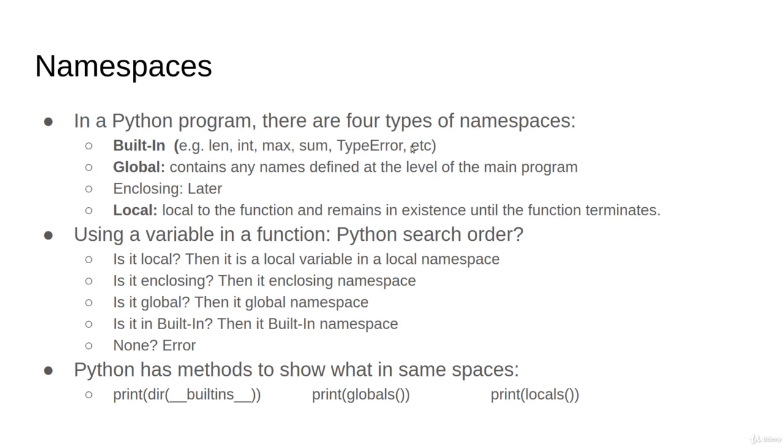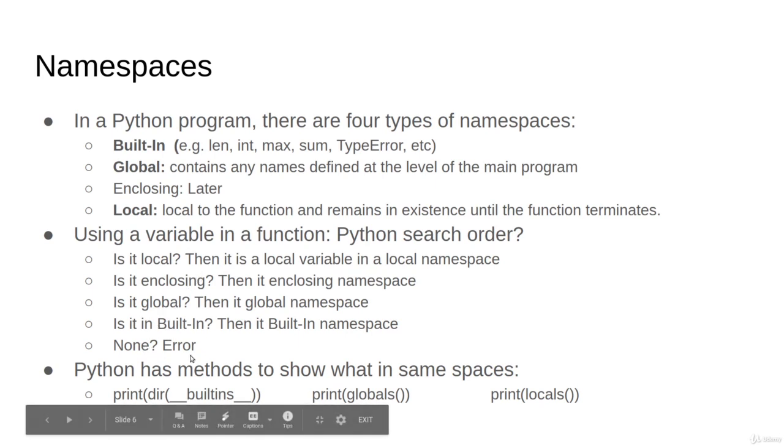And as I said before, when a variable is used in a function, Python has some searching to do. It first asks if it is local. If local, it's going to use it. If not local, is it enclosing? If enclosing, use it. If not in the enclosing, is it the global? Then use it. Otherwise, is it in the built-in? Then use it. If it doesn't exist in the four types of spaces, or namespaces or scopes, it is going to give you an error.